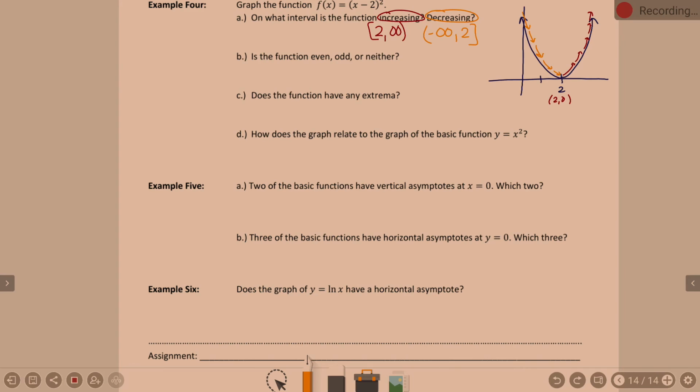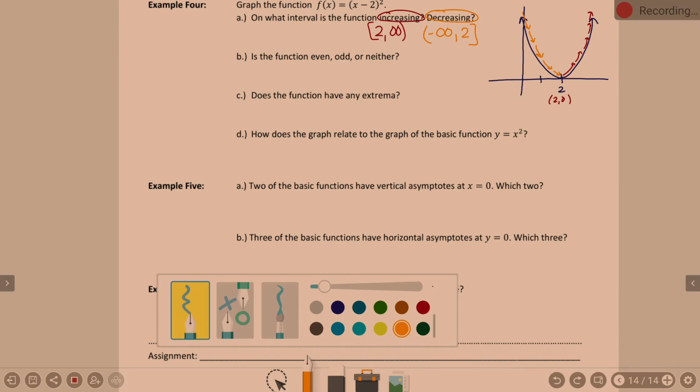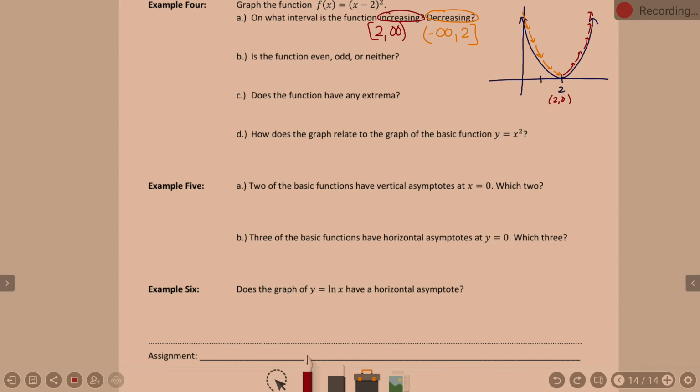Is this function even, odd, or neither? Is it symmetric across the y-axis? No, so it's not even. Is it symmetric across the origin? No, it doesn't have a diagonal symmetry. So it is neither. That's come back a little bit better now that we talked about it, I take it?